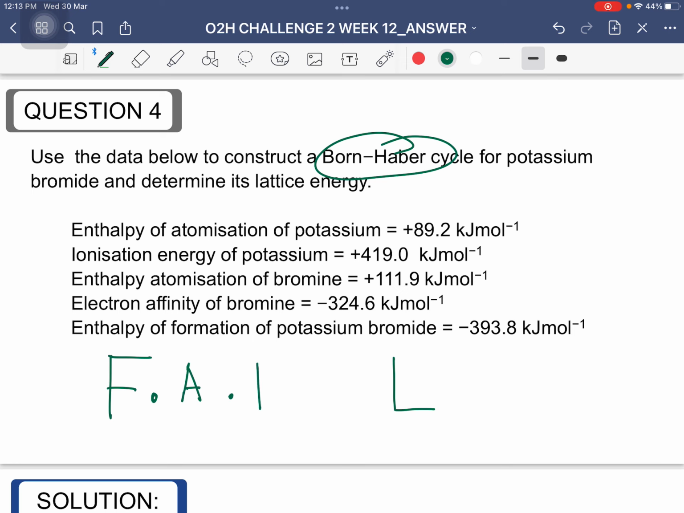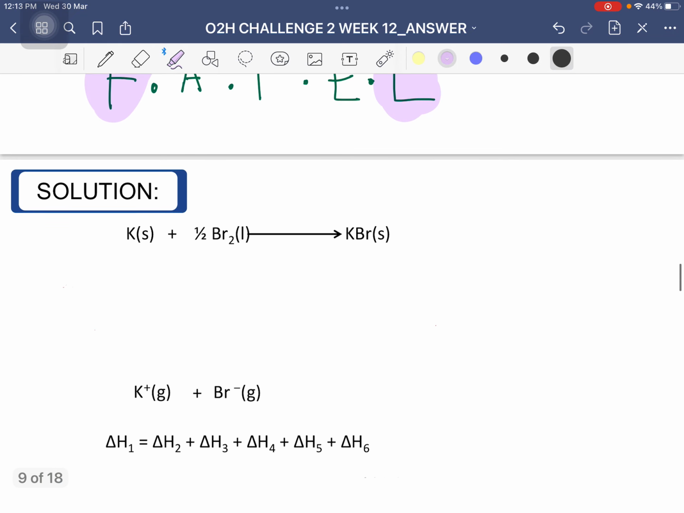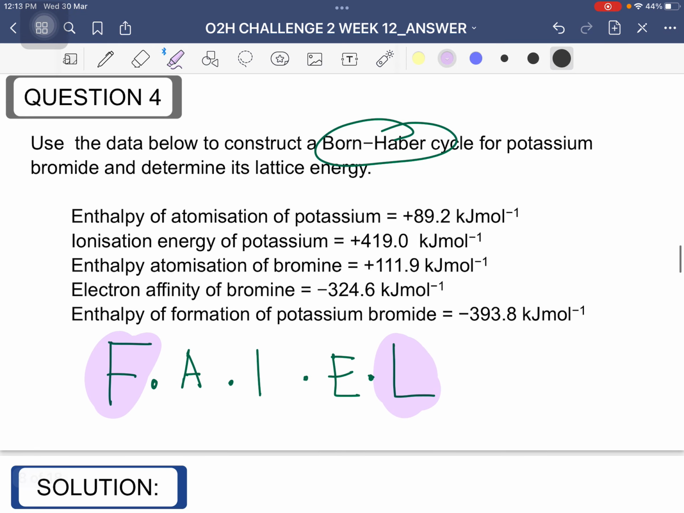Ni FAIL ni. Ionization energy, electron affinity, baru lattice. Tapi kita mesti buat dulu formation dengan betul dan buat lattice energy equation dengan betul. Okey, sekarang kita nak buat apa? Potassium bromide. What is the formula of potassium bromide? It is KBr.